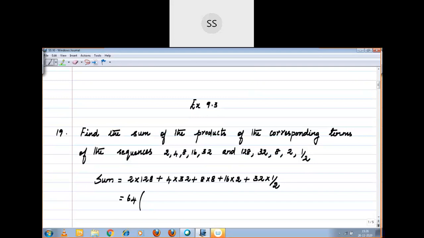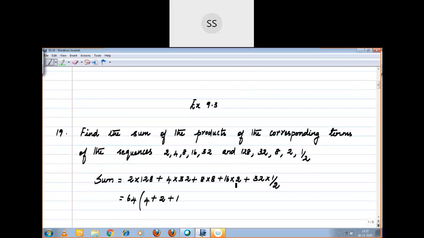If I am taking 64 as common, I can get the terms inside the bracket, and it represents our GP. 64 if I am taking as common, what should be inside the bracket? 4. Next 2, then 1. Right. 64 into 4 is 256. 64 into 2, what can you get? 128. 8 into 8, 64.